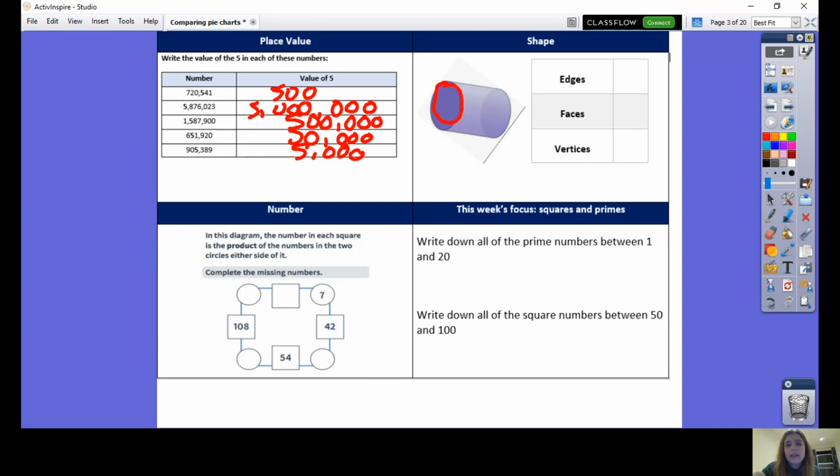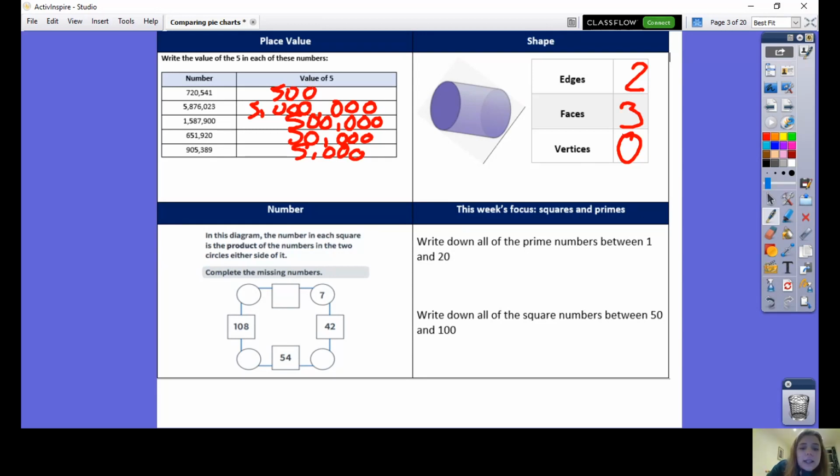How many edges does a cylinder have? There's one edge at that end and another edge there. That's 2 edges. How many faces? Well, I've got the circular face on either side and then that large rectangular face around the outside. So that's 3 faces. A vertex in a 3D shape is where 3 or more sides meet. In a cylinder, there are in fact no vertices.